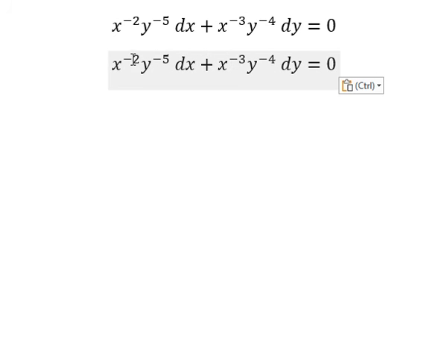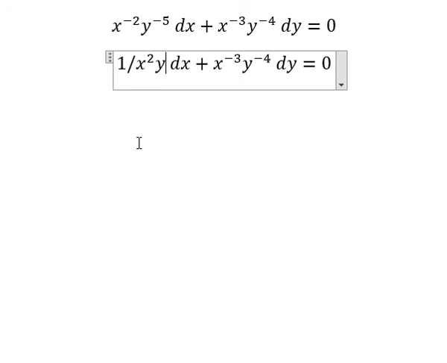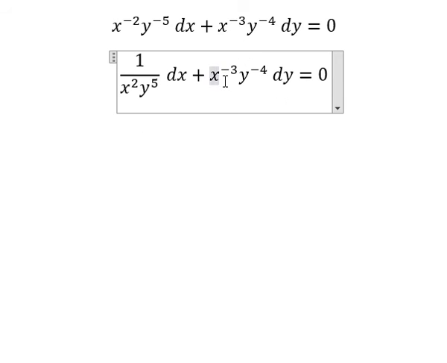We have the negative power in here. This one we can transform into 1 over x squared y to the power of 5. Similar for this one.